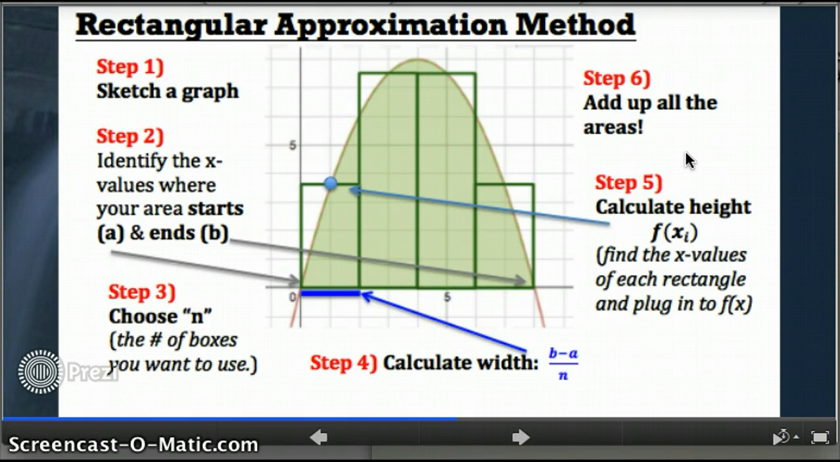Right, so hopefully they all should be really easy, except maybe step 5, because step 5 takes a little bit of work, making sure that you have the right x values. Let's go into some more detail about that.